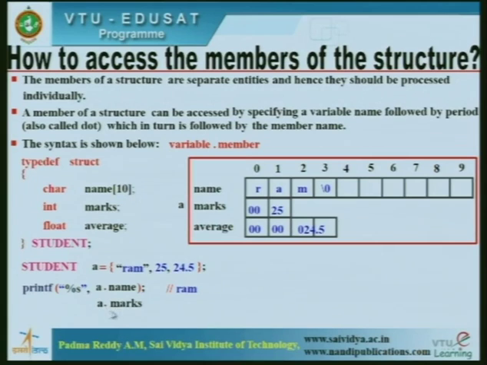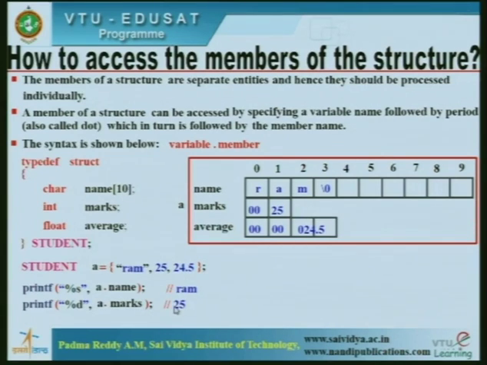Now tell me, what is A dot marks in our case? In our case it is 25, and that has to be displayed onto the screen. For that, which function do we have to use? printf. So I write here printf %d. Now tell me, what is the output we get?